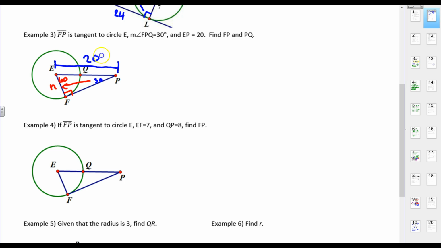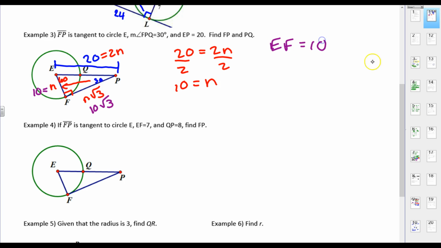So this is n, this is 2n, and this is n square root of 3. So if I have 20 equals 2n, divide both sides by 2, I get that 10 is the value of n, which means this side here is 10, and this side here is 10 square root 3. So EF is 10, FP is 10 root 3, and PQ, well, PQ is from here to here. If this is 10, this is also 10 because it's a radius, therefore PQ is also 10.